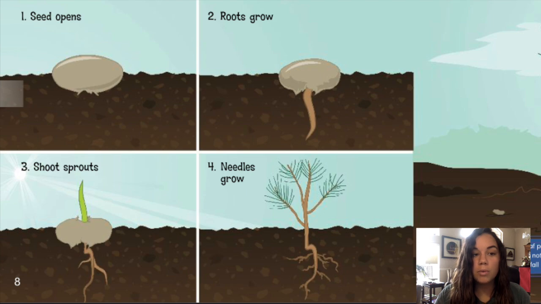So, below the paragraph of a seedling sprouting is a short timeline of how a seed sprouts. Box 1 says the seed opens. Box 2 says roots grow. Box 3 says shoot sprouts. And box 4 says needles grow. And based on the information that we read in the paragraph above, we know that box 4 is also called a seedling.